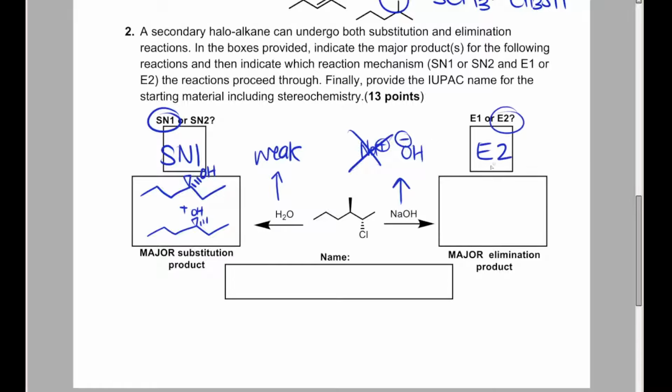Because remember that SN1 and E1 are associated with weak bases or nucleophiles, whereas SN2 and E2 are associated with strong bases and nucleophiles. In this case, we're only given E1 or E2 to choose from, not SN1 and SN2 as well, so we know it's E2. And I'm going to draw the mechanism for this reaction so we can determine the product of this reaction. Again, we're starting off with this alkyl halide that has a chlorine atom and a methyl group attached to it.